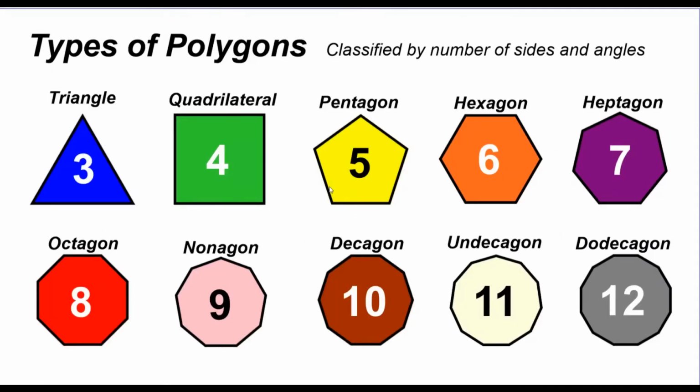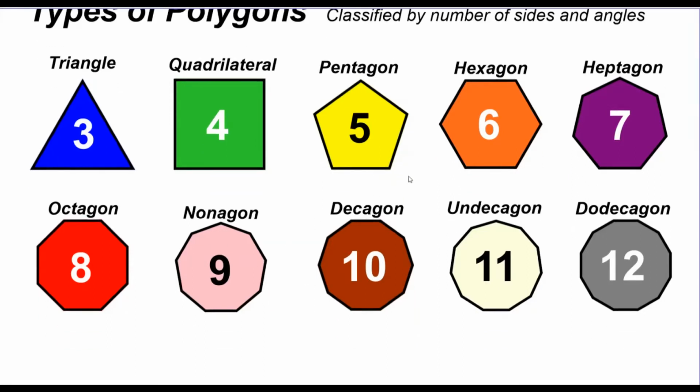So what types of polygons do we have? Polygons are classified by the number of sides and angles that they have. A polygon will always have the same number of angles as it has sides. So here are the first 10 polygons, my bad. The triangle, quadrilateral, pentagon, hexagon, heptagon, octagon, nonagon, decagon, undecagon, have you ever heard of that? And dodecagon, the first names of our polygons.